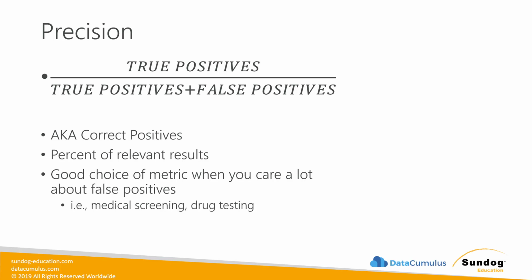When should you care about precision? Well, it's an important metric when you care about false positives. Some examples would be medical screening or drug testing. You don't want to say somebody's on cocaine or something when they're not. That would have really bad effects on their life and career and stuff, right? So again, precision when you care about false positives more so than false negatives. Drug testing being a classic example of that. Again, it is computed as true positives over true positives plus false positives.